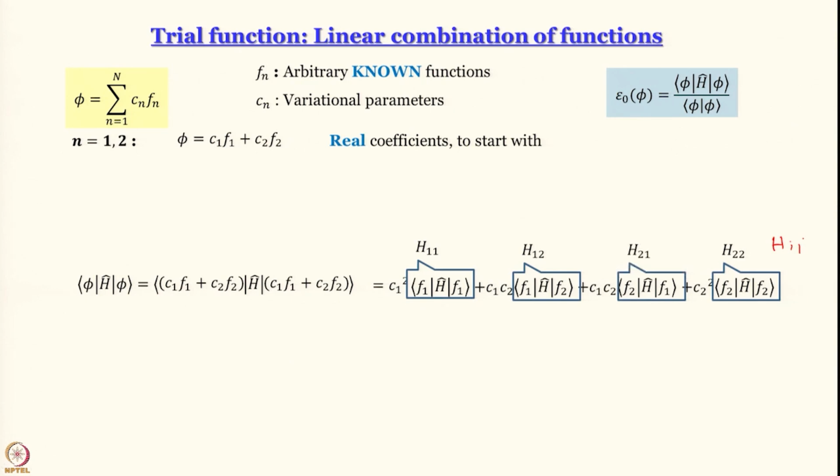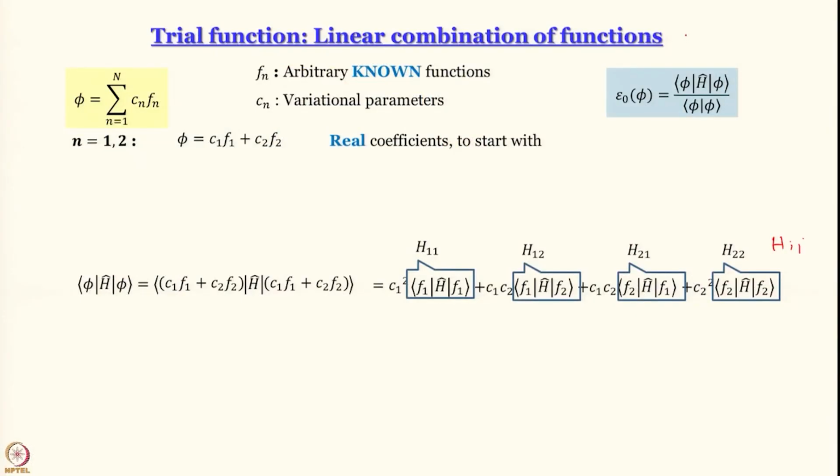Okay. Before I forget, let me remind you that these are actually matrix elements. If you write an H matrix with these integrals, then H11 takes the 1 1 position, H12 takes the 1 2 position, H21 takes the 2 1 position, H22 takes the 2 2 position. Okay. So, these are matrix elements. Since I have forgotten to write this here, let me at least write by hand. So, these are matrix elements, forgive my bad handwriting.